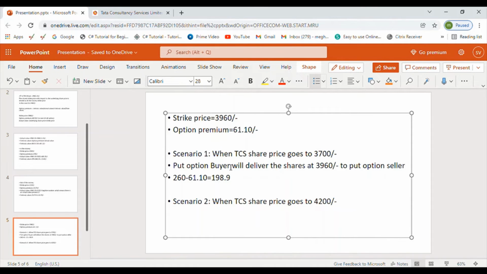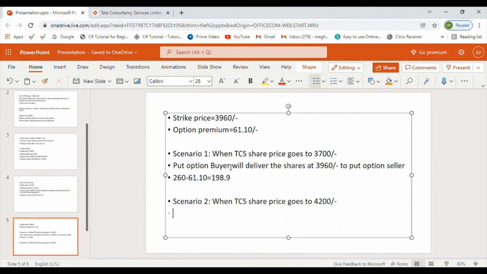The TCS share price went to 4,200, which means it didn't work in the favor of the put option buyer. Now, do you think the put option buyer will still deliver the shares at 3,960 rupees to the put option seller when there is a chance of selling it at a much higher price in the cash market? No, the put option buyer will not deliver the shares at a lesser price. So what will the put option buyer do? He will allow the contract to expire worthless.